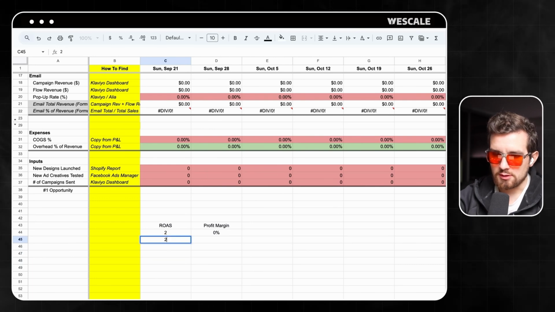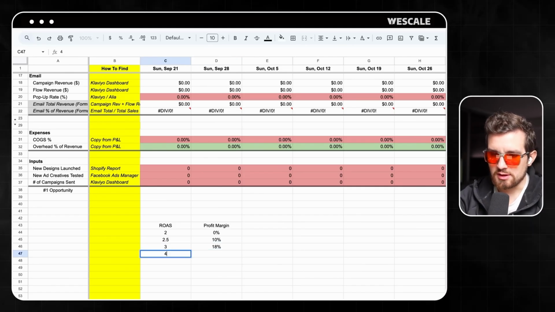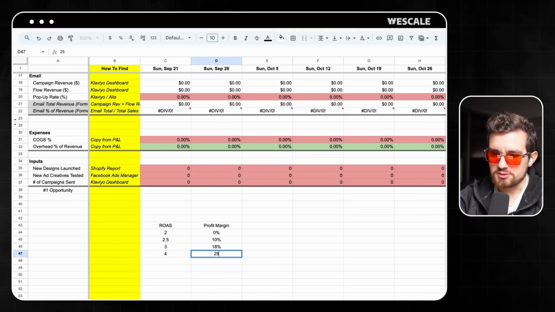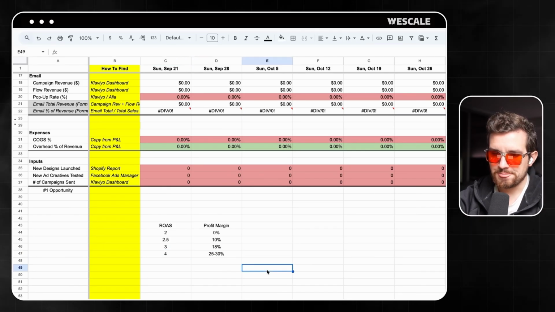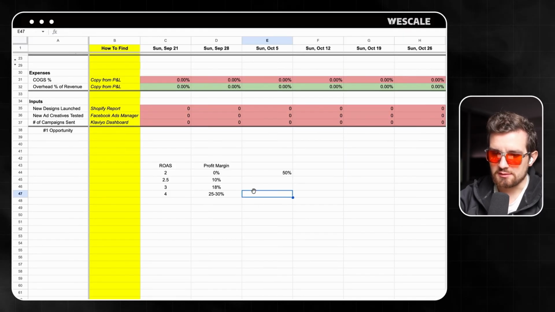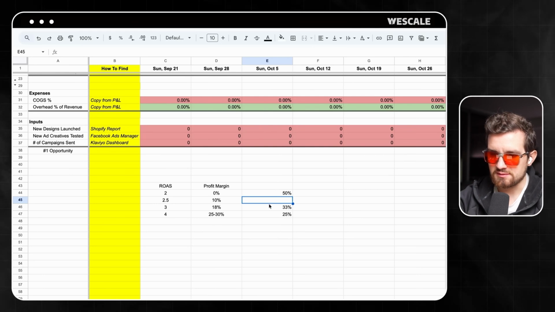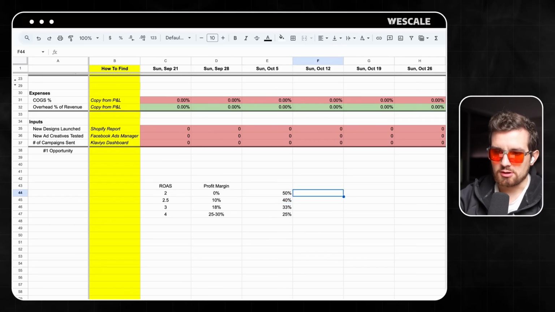Then when our ROAS is at a 2.5, we should be at roughly a 10% margin. When we're at a 3, should be at roughly 18%. When we're at a 4, it should be at roughly 25 to 30%. And the way we know that is because at a 2, ad spend is taking up 50% of revenue. At a 4, it's taking up 25%. At a 3, it's taking up 33%. And at a 2.5, it's taking up 40%. So it makes sense because our cost of goods and all other expenses stay pretty much static.